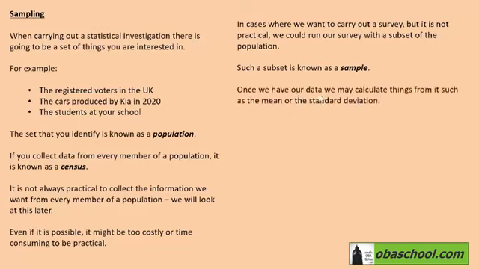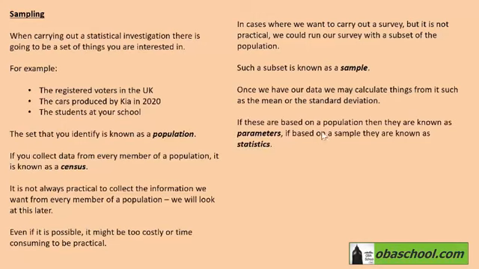Once we have our data, we may calculate things from it, such as the mean or the standard deviation. If these are based on a population, then they are known as parameters, and you often hear people refer to population parameters. If based on a sample, they are known as statistics.